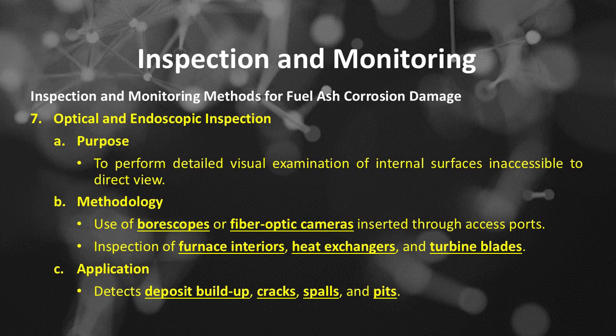Number 7 of inspection and monitoring methods for fuel ash corrosion damage is optical and endoscopic inspection. Number A. Purpose: to perform detailed visual examination of internal surfaces inaccessible to direct view. Number B. Methodology: use of borescopes or fiber optic cameras inserted through access ports. Inspection of furnace interiors, heat exchangers, and turbine blades. Number C. Application: detects deposit buildup, cracks, spalls, and pits.